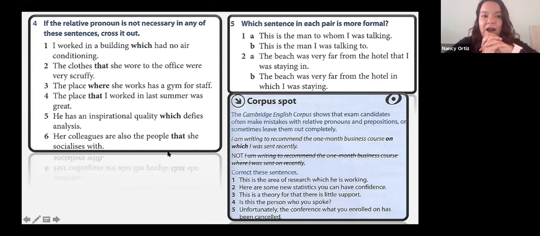If the relative pronoun is not necessary in any of these sentences, cross it out. Okay, this one is individual work. Just check if the relative pronoun, which is in bold, is needed or not. If you have the book, you can cross it out. It's the Cambridge English Advanced. If not, just write on a piece of paper 1 to 6 and check mark when it's correct and cross when it's not needed. Let's do only number 4, all right?